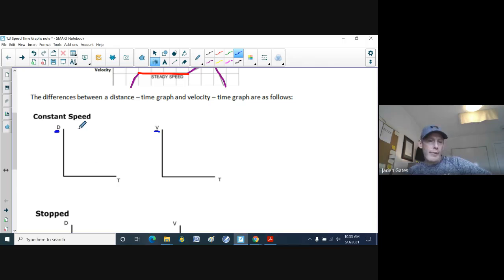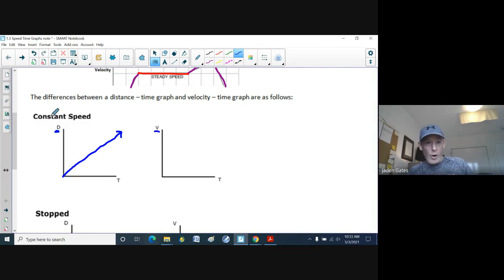Now, if you have a distance time graph and a constant speed, that means you're going the same velocity, and so your distance is increasing. But here's the thing, it's a nice straight line, although I know mine isn't, because I'm drawing with a mouse here. Now it can be sloped differently. The higher the slope, the faster we're going, because the slope of a distance time graph represents our speed, and so the higher the slope, the higher the speed.